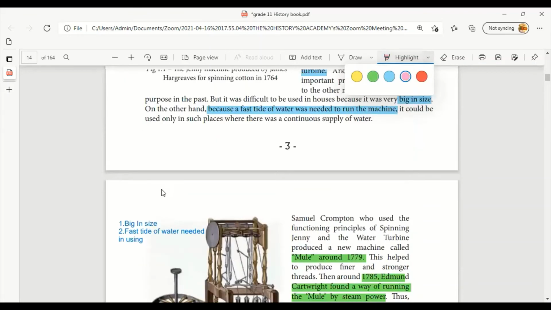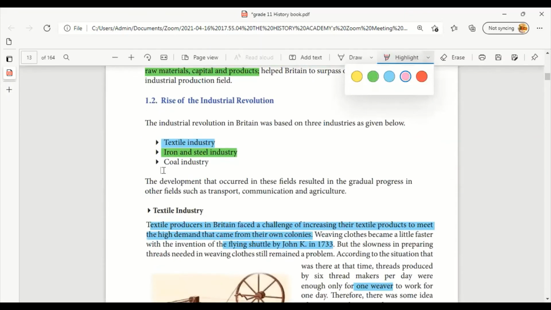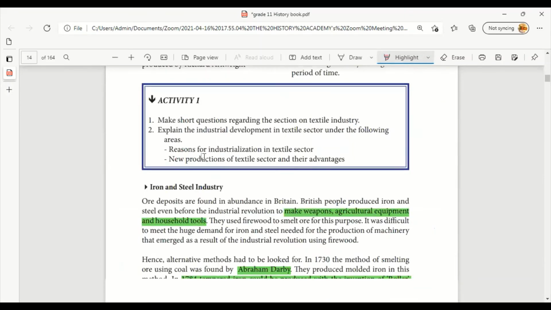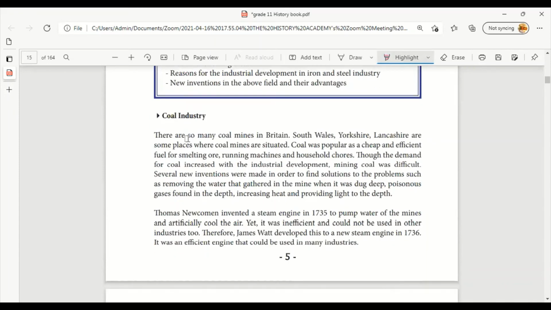So now let's move to the third industry, the coal industry, right? Just like the iron industry, Britain has so many coal mines, right? From the mines we can extract the coal. For example, South Wales, Yorkshire, and Lancashire are some places.